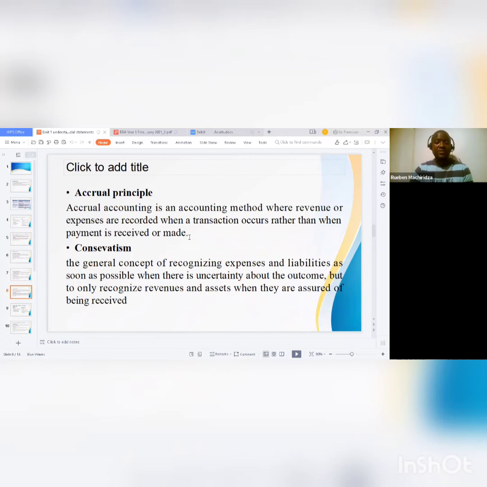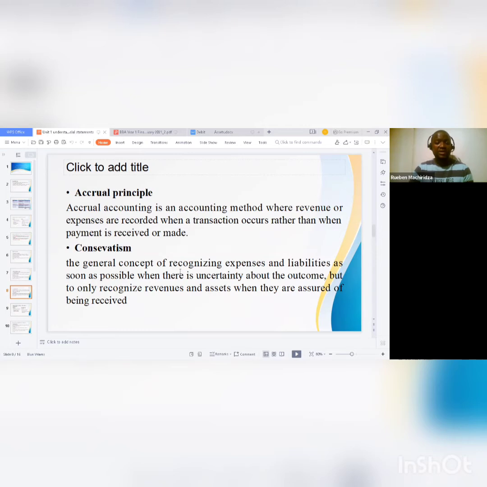The same applies with the income. If we receive income for the following periods, we have to make necessary adjustments to account only for the income that we should account for in the current period. So that's the accrual principle. Again, we'll see it in practice when you attempt questions.